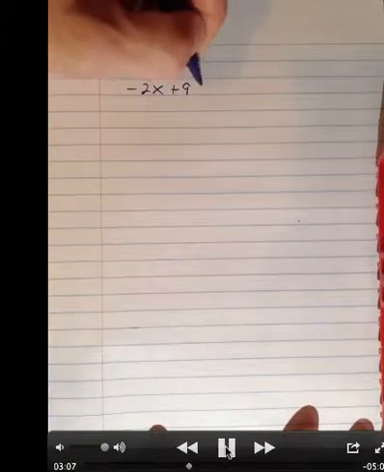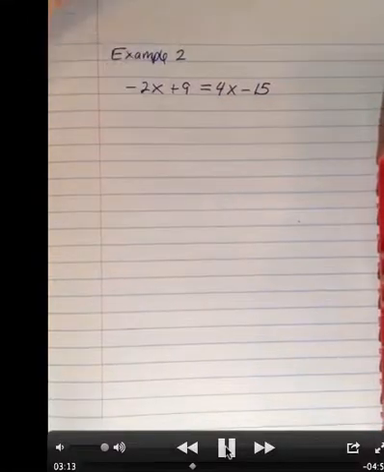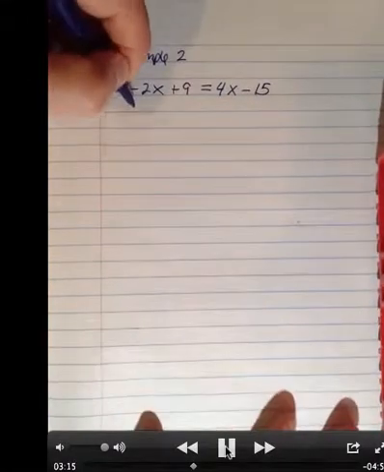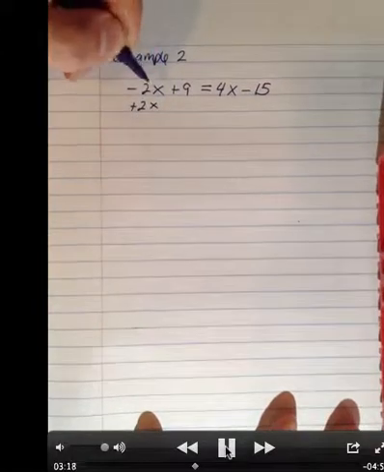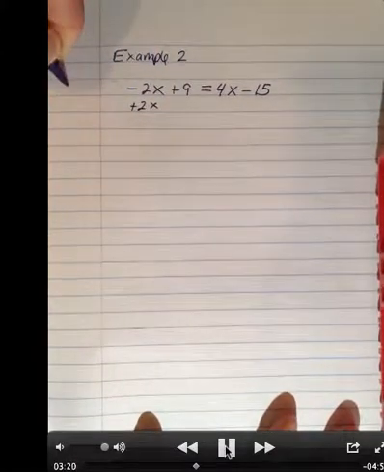Okay, let's look at example 2. Minus 2x plus 9 equals 4x minus 15. Now we have an x on both sides. You can only have one x, one variable, in one place to do backtracking.